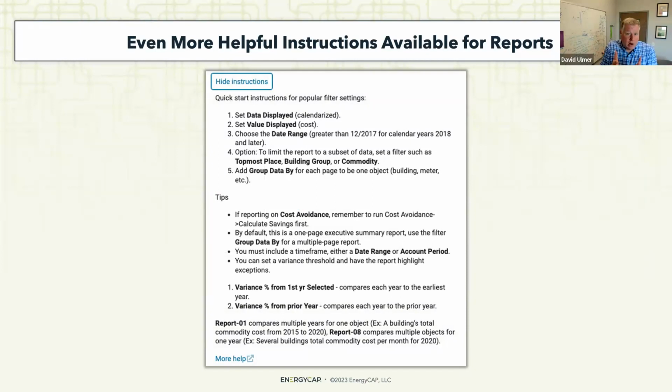Although reports are flexible, one of the challenges is that because they are so flexible, sometimes you might not know which filters you want to use. By clicking on the instructions available within the report, it gives you a really quick and easy way to see if we have any tips, like, hey, try it out like this first. So in this particular example with this report, we gave some tips. If you're looking for cost avoidance, here are some settings that you want to make sure you set.